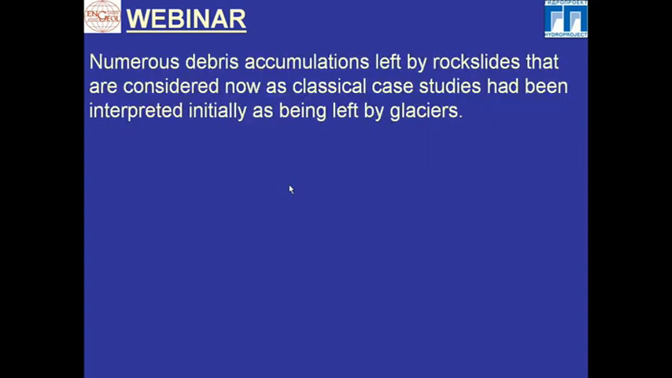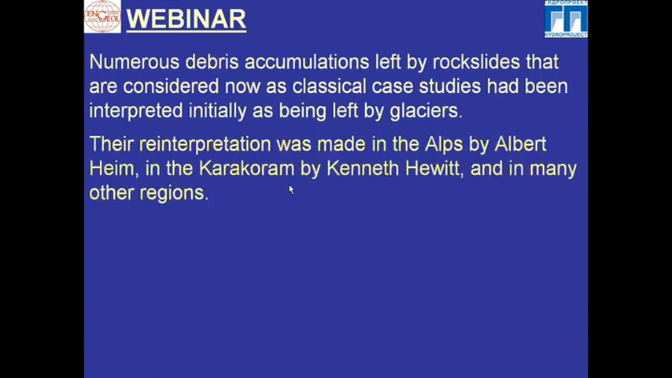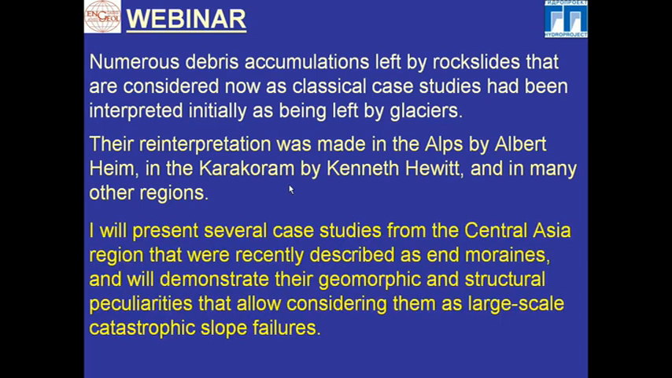It is well known that numerous debris accumulations left by rock slides that are now considered classical case studies had initially been interpreted as being left by glaciers. Their reinterpretation was made in the Alps by Albert Heim, in the Karakoram by Kenneth Hewitt, and in many other regions by other researchers. I will present here several case studies from the Central Asia region that were recently described as end moraines and will demonstrate their geomorphic and structural peculiarities that allow considering them as large-scale catastrophic slope failures.